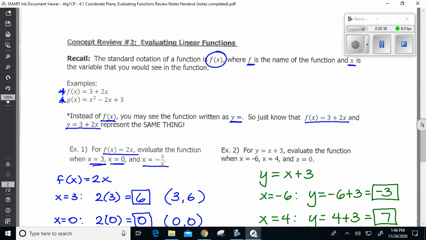And then evaluating a linear function. This goes with the IXL Z as in zebra 8 from the 8th grade section.